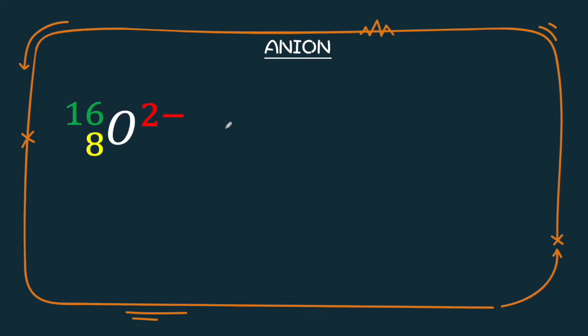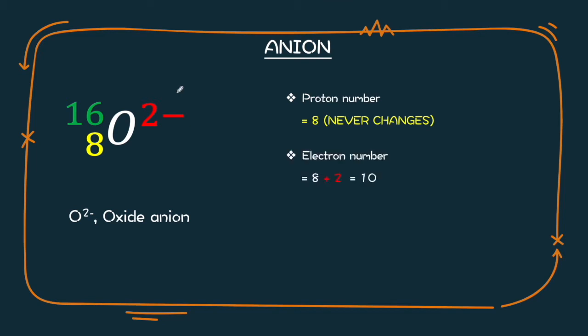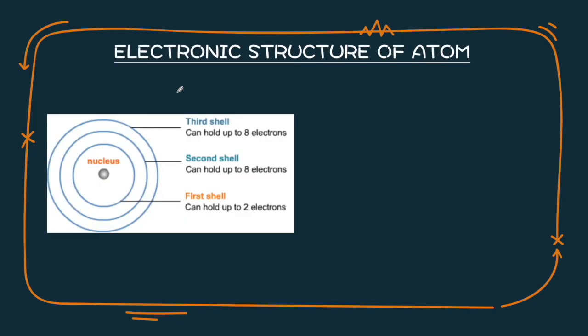Next example here is an O2- oxide anion. Proton number is still 8. Okay, and since it gains 2 electrons, the electron number here is going to be 8 plus 2, which gives you 10. And lastly, neutron number, the same method, 16 minus 8, you will get 8 neutrons. And again, proton and neutron number, they never change.